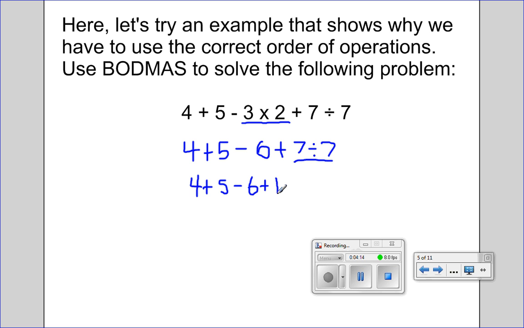Now, I'm thinking we can probably just do this all in our heads at this point. This is all addition and subtraction, working from left to right. So 4 plus 5 equals 9. 9 minus 6 equals 3. And 3 plus 1 equals 4. I should probably just put equal signs here. Sometimes having the equal signs here just helps me see the flow of the work I'm doing.